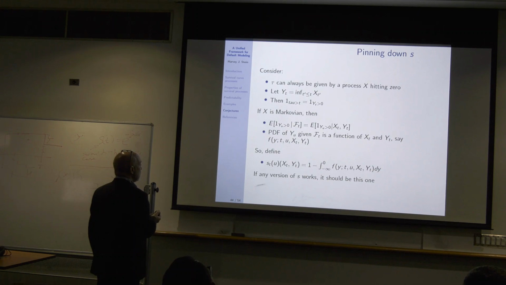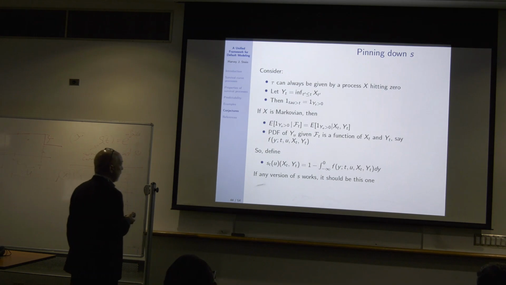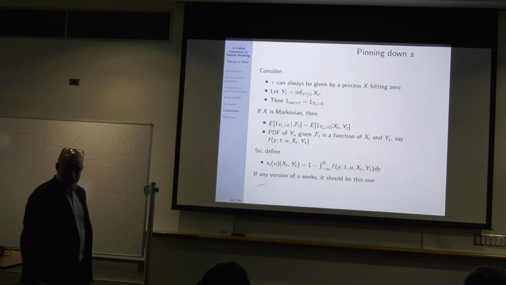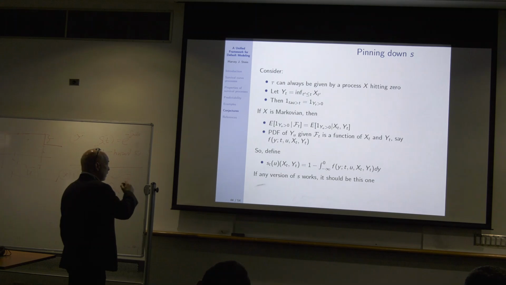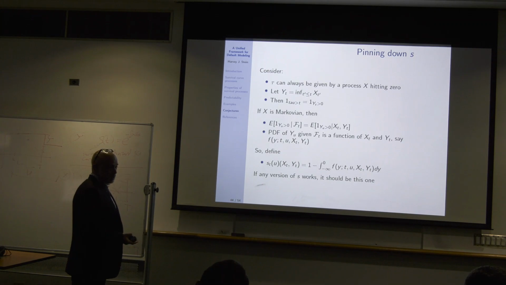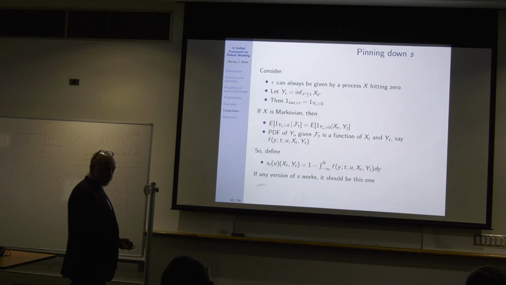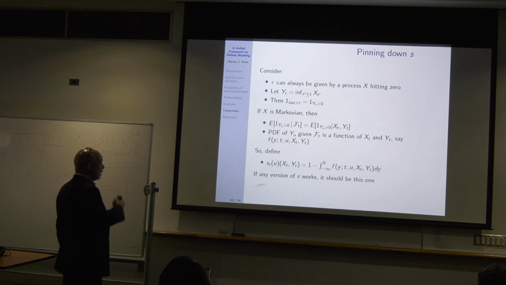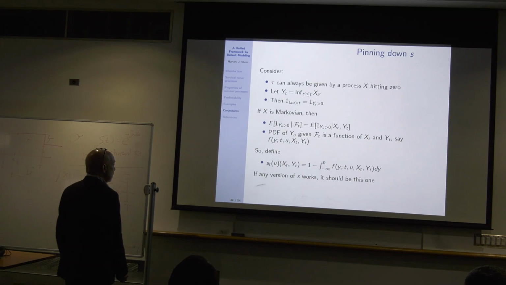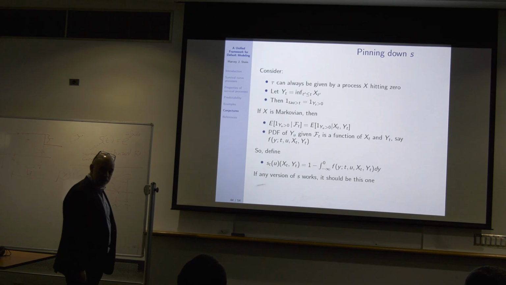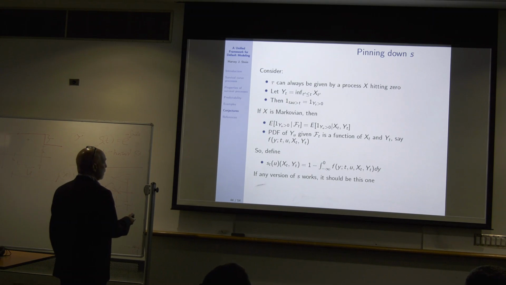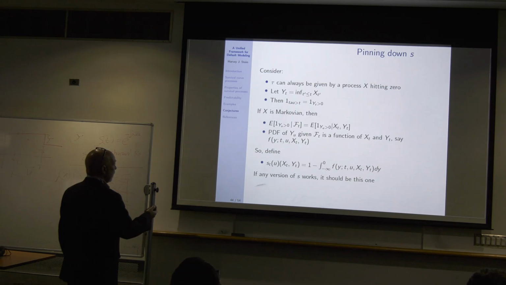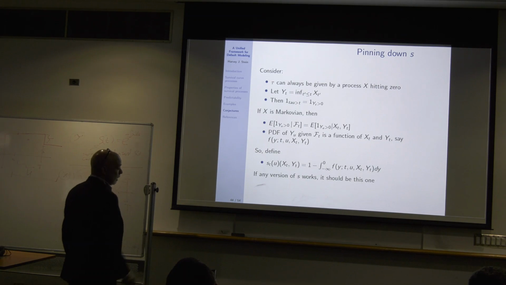Okay? So this is one way in certain cases of maybe pinning it down. If I could prove this all works, we can think of tau always being given by a process hitting a barrier, hitting 0 even. Okay? It's easy enough. Let y be the min of x up to time t. Then, I should have done a slash tau. The indicator of tau greater than t is the indicator of y being greater than 0.